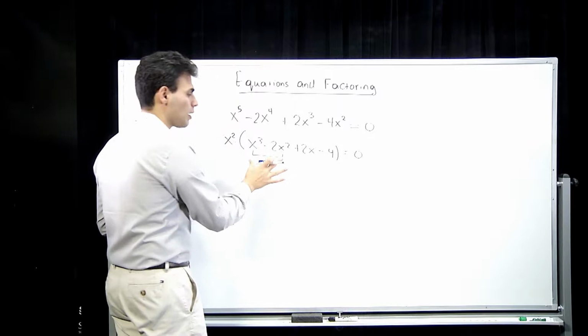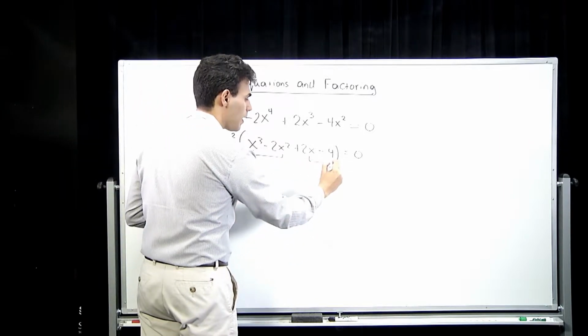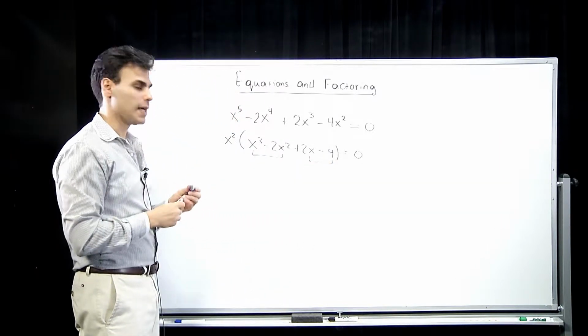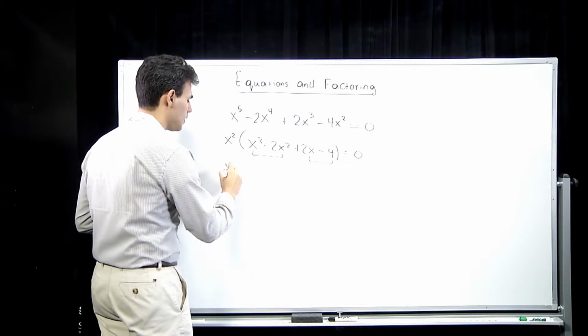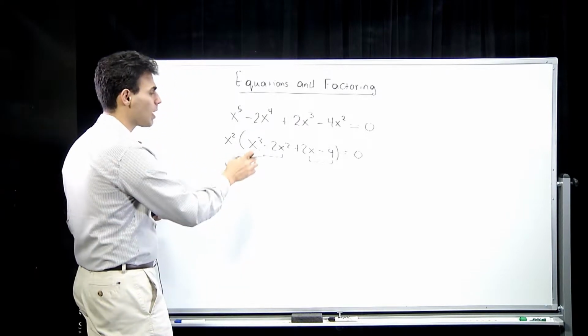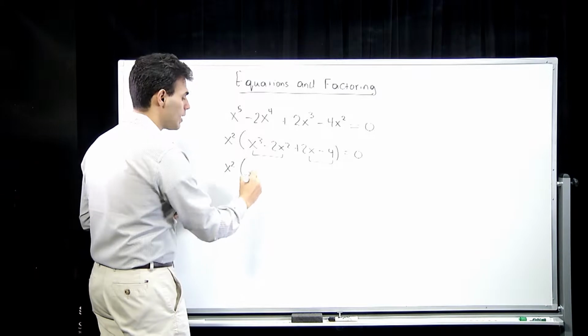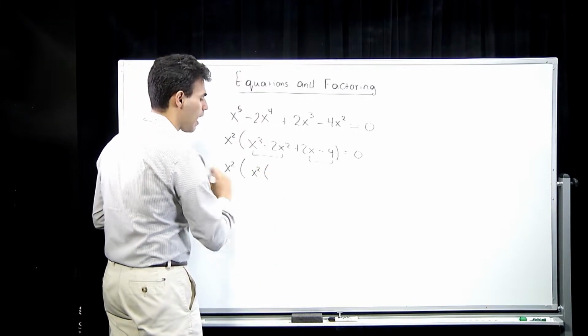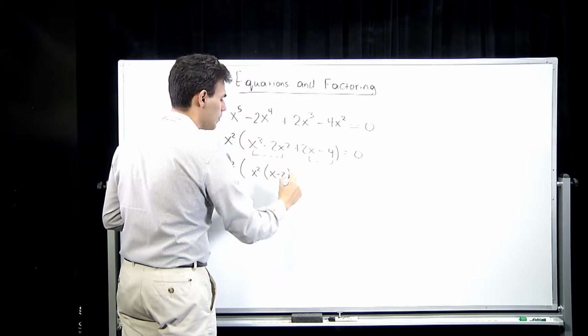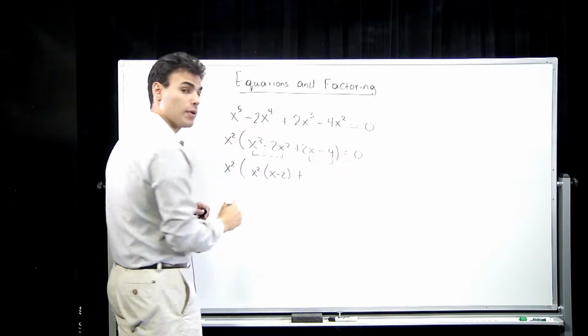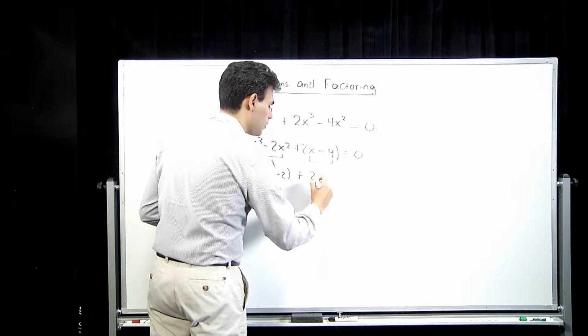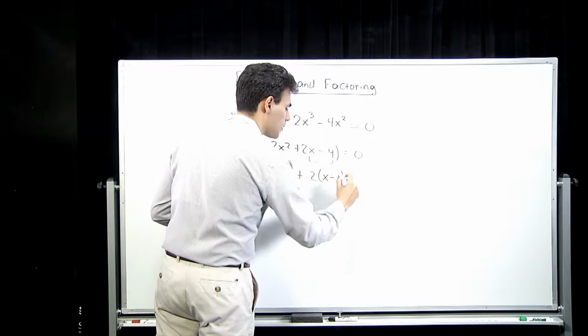Namely, take a common factor from these two and a common factor from these two. Let's see what happens if we do that. The x squared stays as it is. And now between these two, you can take x squared as a common factor and have inside the parentheses x minus 2. From these two, you can take 2 as a common factor and have inside the parentheses x minus 2.